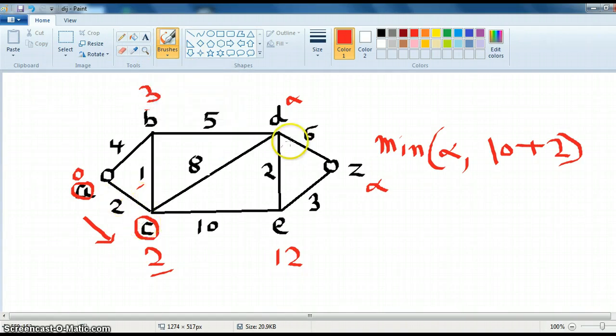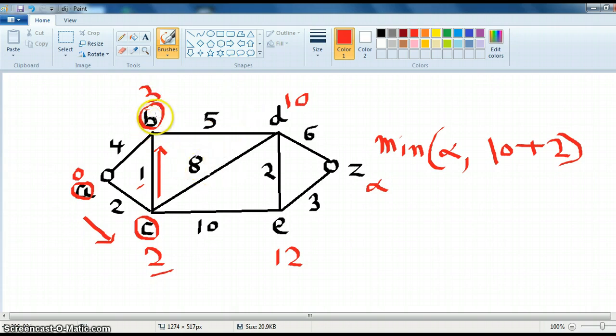And for C and D, the cost of C is 2, the cost between C and D is 8 and the cost of D is infinity. So 2 plus 8 is 10, which is smaller than infinity. So we'll update infinity with 10. Which one is minimum among these? 3 is minimum. So our next path is like this. Now we'll mark this B.